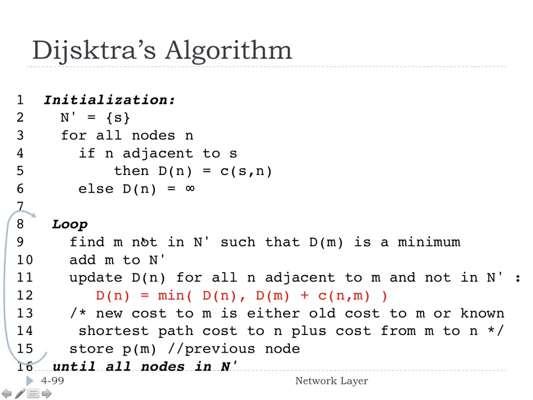Now, though, we have one more node in n prime, the one that we found before. So now we have a smaller set, and we're going to keep repeating this until all of the nodes are in n prime. So this is a really elegant algorithm.